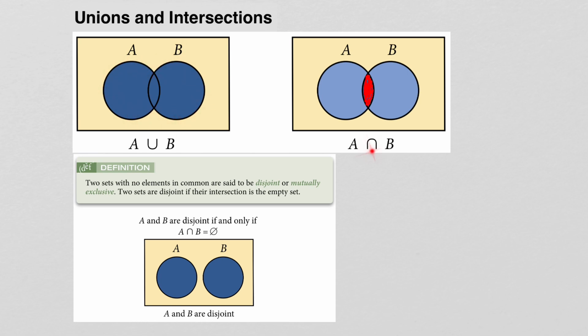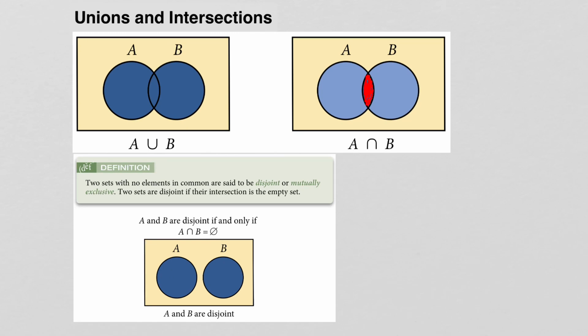Compare that to the intersection of two sets. The symbol for intersection is just an upside down union symbol. And the intersection of two sets is where they intersect. So it is what they have in common. And the intersection can be represented by looking at the overlap between the two sets that you see here in the middle.